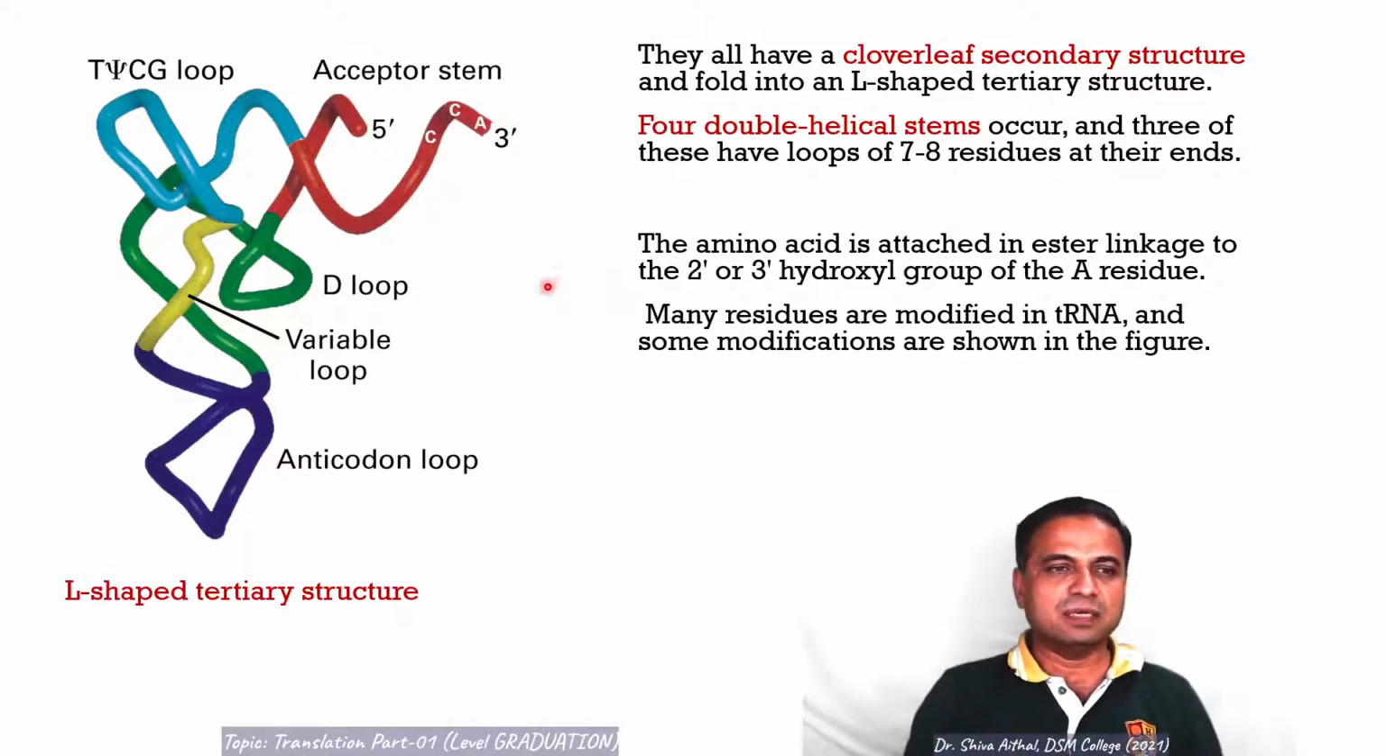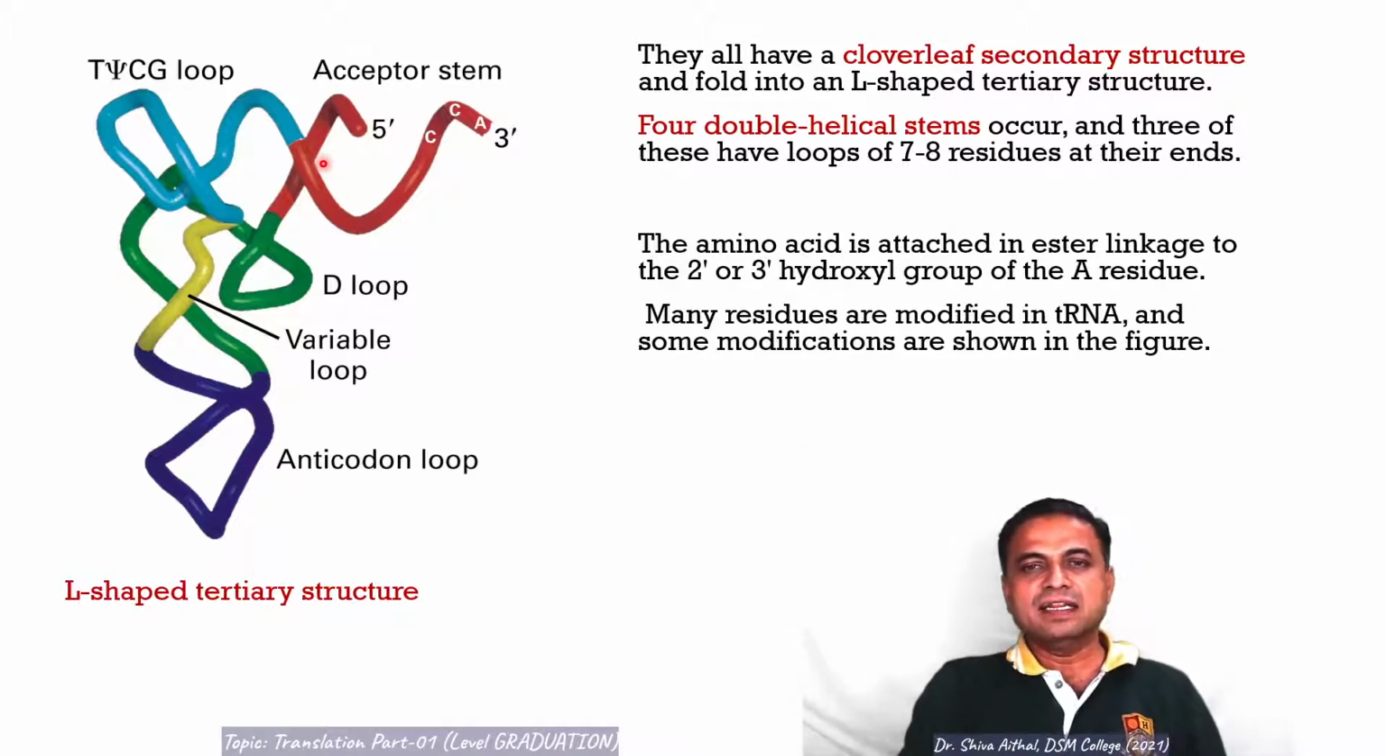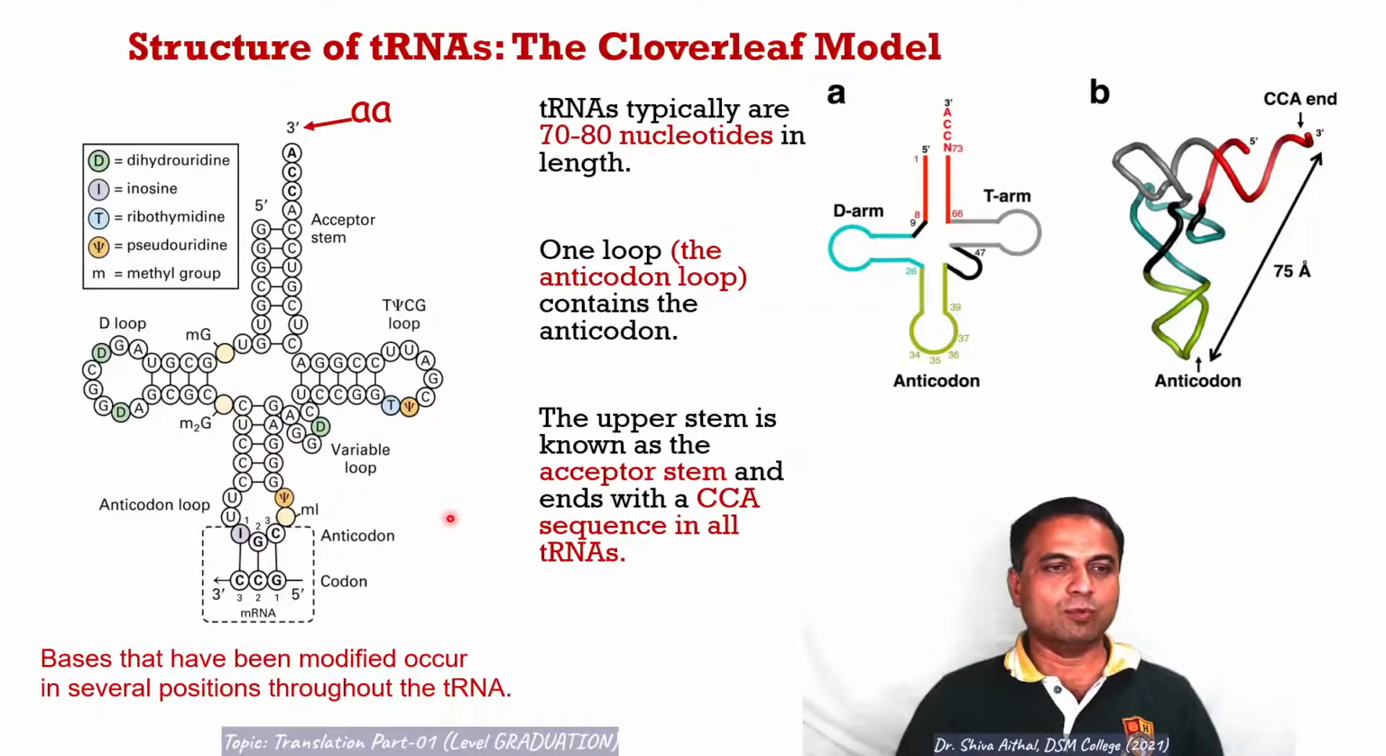Four double helical stems are there, 1, 2, 3 and 4. Three of these loops have 7 to 8 residues at their end. The amino acid is attached by an ester linkage to the 2' hydroxyl or 3' hydroxyl group of the A residue, that is the acceptor stem. Many residues are modified in tRNA, and some modifications I have shown already in the figure in the last slide. Here you can see the modified bases. So you can pause this and see anytime.